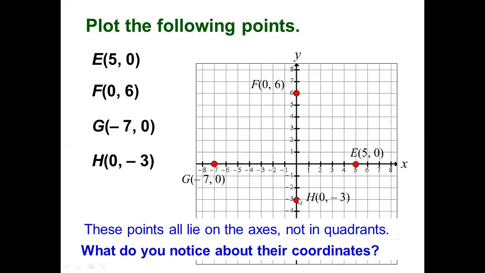These points all lie on the axes, not in quadrants, since one of the coordinates is 0. What do you notice about their coordinates? When the x is 0, here in F and H, the points are on the y-axis. But when the y-coordinate equals 0, like in G and E, the points are on the x-axis. So they are opposite to each other.